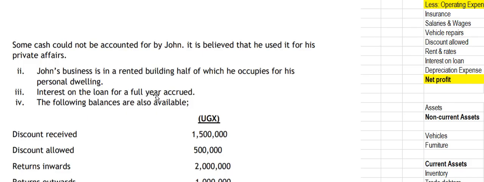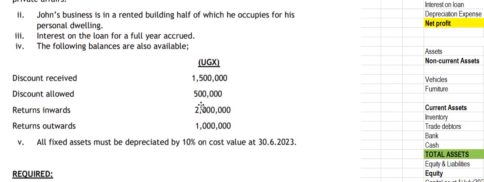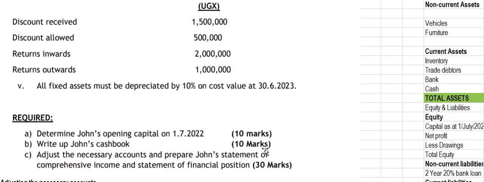Interest on the loan for a full year accrued. The foreign balances are also available. Discount received, discount allowed, return inwards, return outwards, and all fixed assets must be depreciated by 10% on cost value at 30th June 2023. What are you required to do?